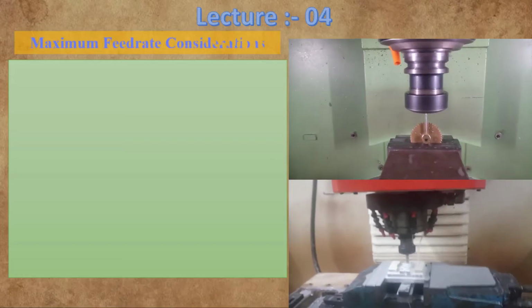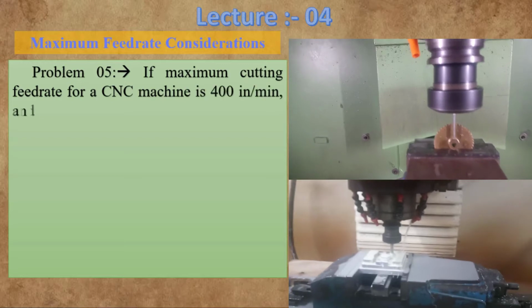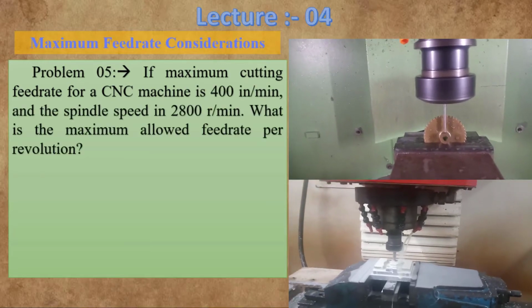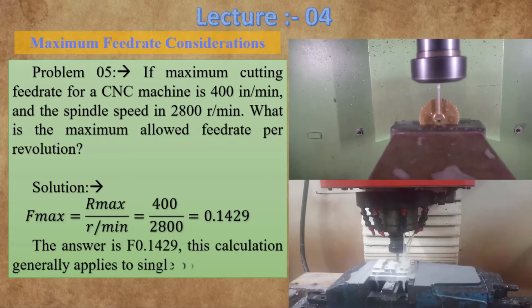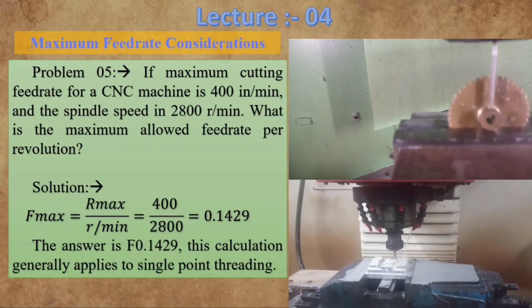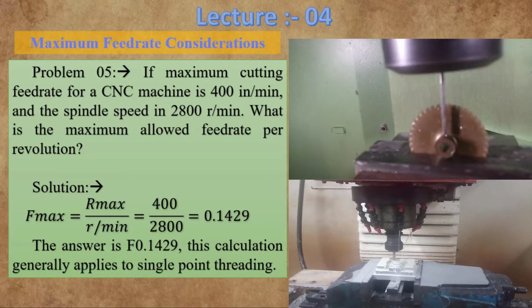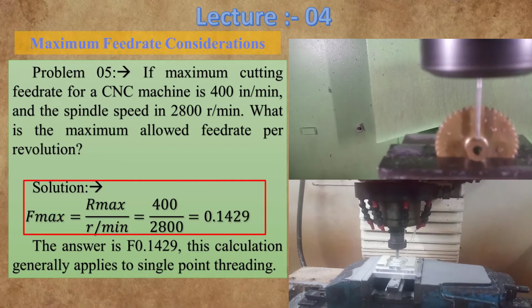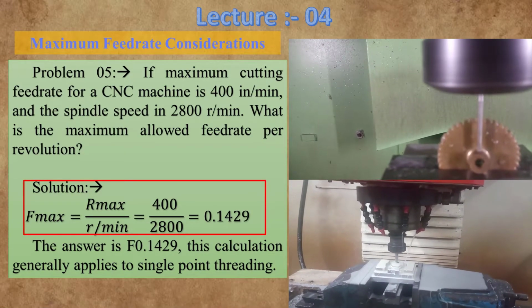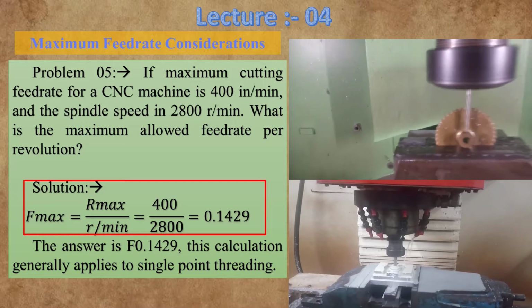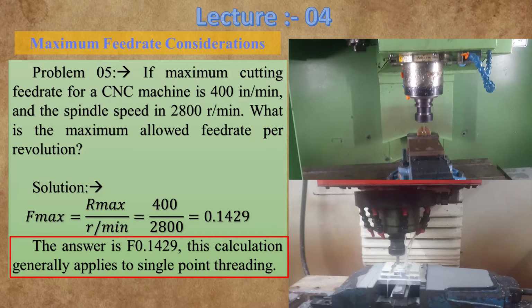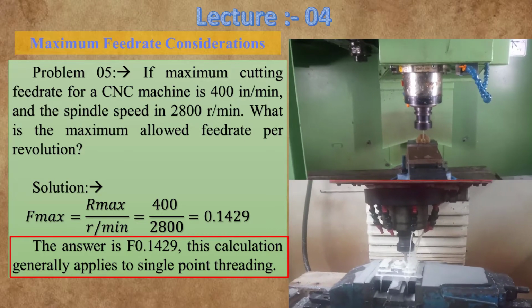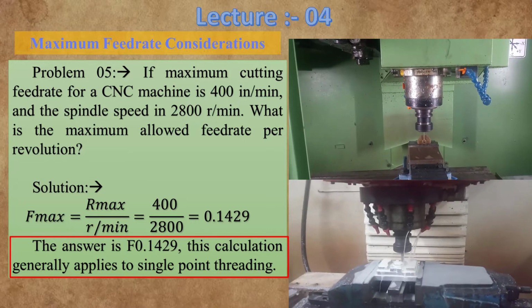Now let us discuss another problem. If the maximum cutting feed rate for a CNC machine is 400 inches per minute and the spindle speed is 2800 revolutions per minute, what is the maximum allowed feed rate per revolution? My F max will be equal to R max divided by RPM. So 400 divided by 2800 is 0.1429. The answer is F equals 0.1429. This calculation is generally applied to single point threading.